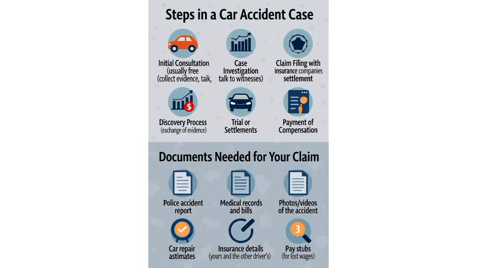The key steps and documents needed in a car accident case. The process begins with an initial consultation, followed by case investigation and claim filing with insurance companies. Next comes the discovery process, trial or settlement, and finally the payment of compensation. To file a successful claim, essential documents include the police accident report, medical records and bills, photos or videos of the accident, car repair estimates, insurance details, and pay stubs for any lost wages.